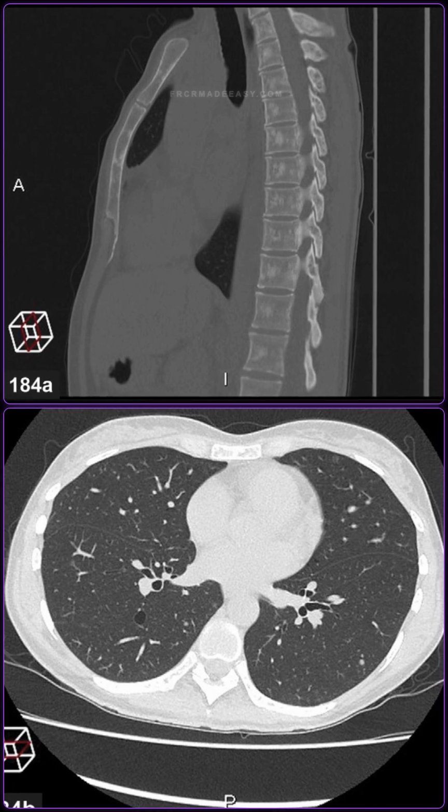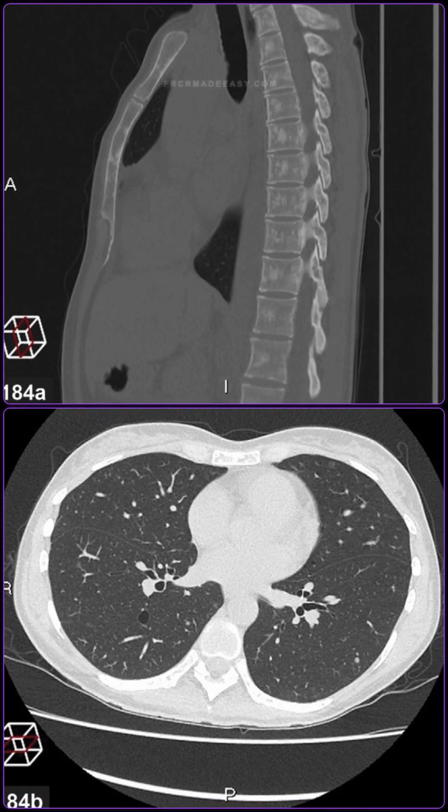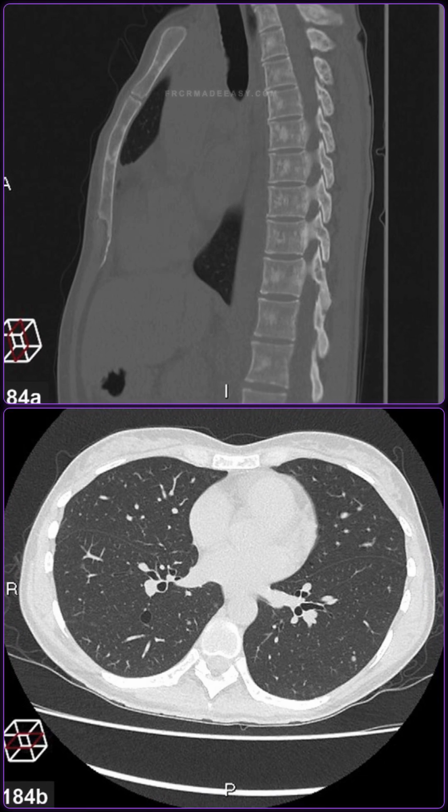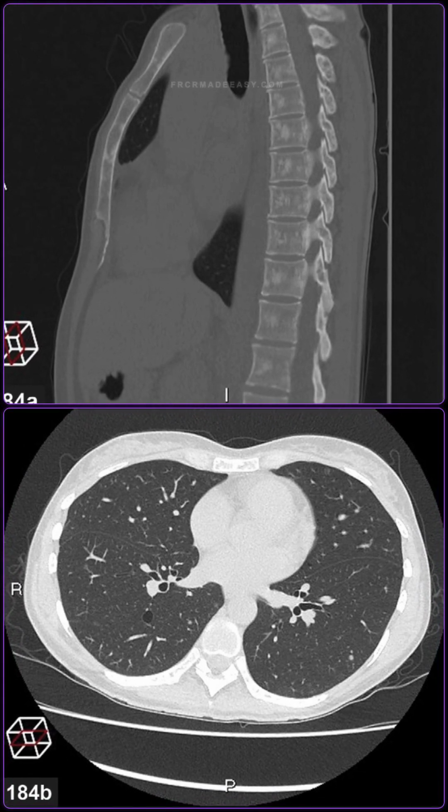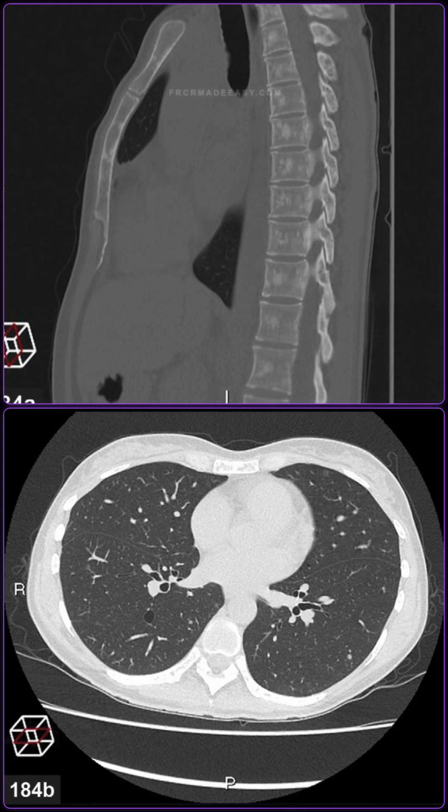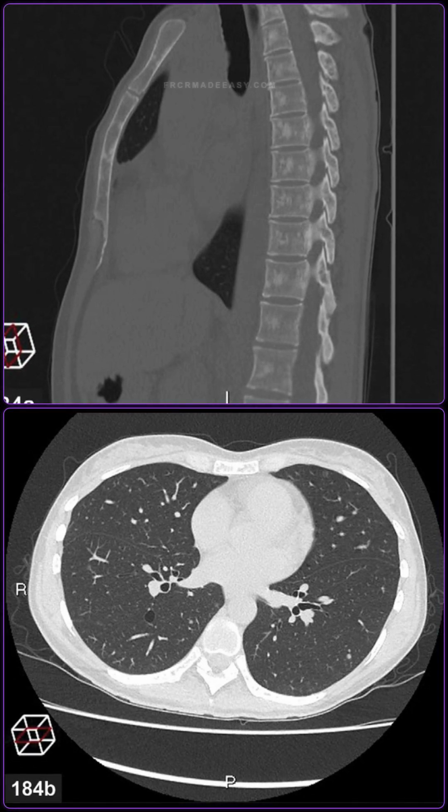A 41-year-old female presents with progressive shortness of breath for 6 months and back discomfort. I am showing you chest computed tomography images in bone and lung windows. Describe the findings.